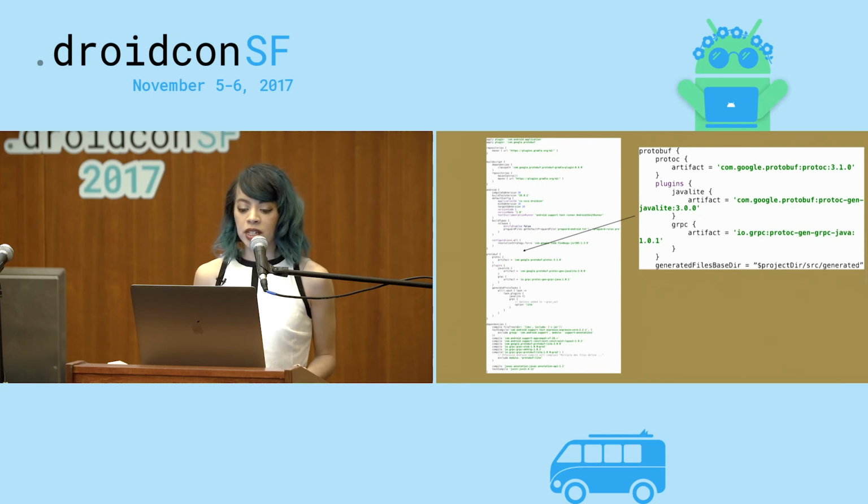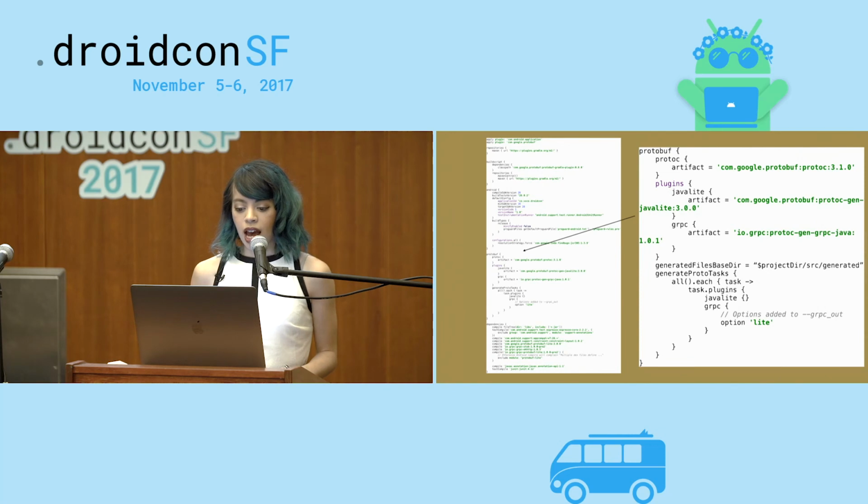The next line is specifying where the files will be generated to. In this case, it's going to go into the generated directory in our source folder, but we can move this wherever you want. And then lastly, the Protobuf plugin will generate a task for the protoc run. So here we're telling it which plugins to apply. So we're saying the Java Lite plugin and the gRPC plugin. If you don't add this here, they won't actually be applied.